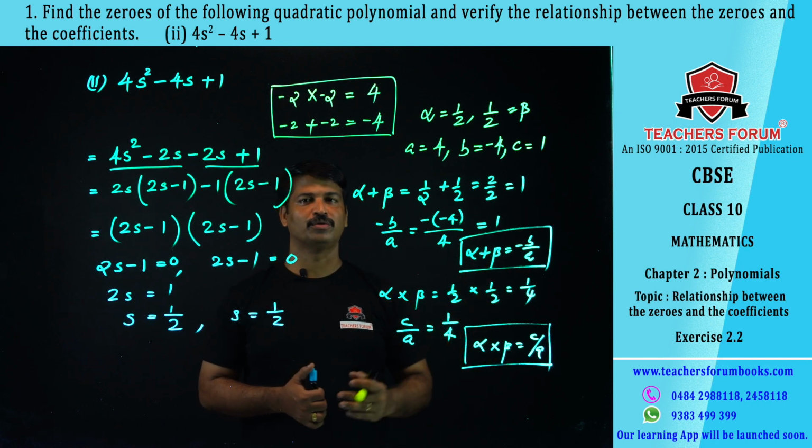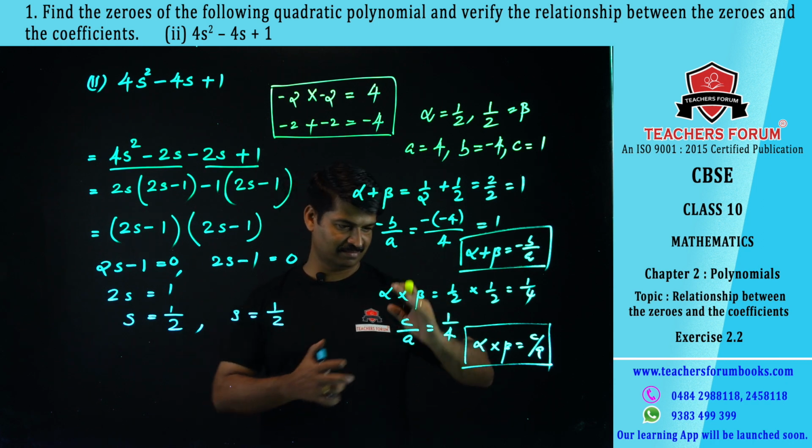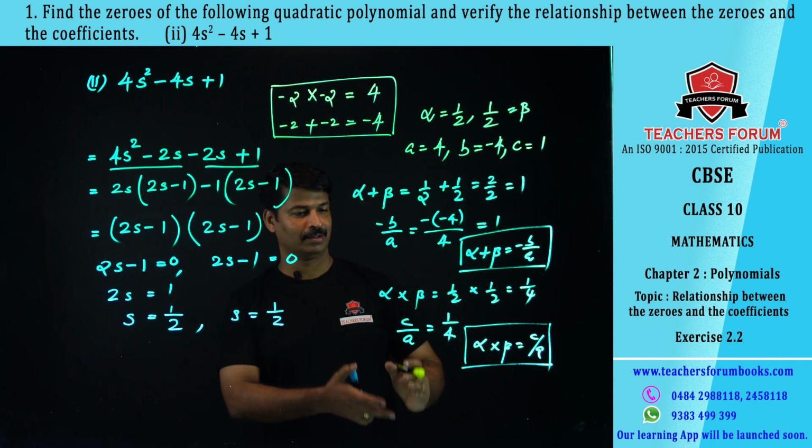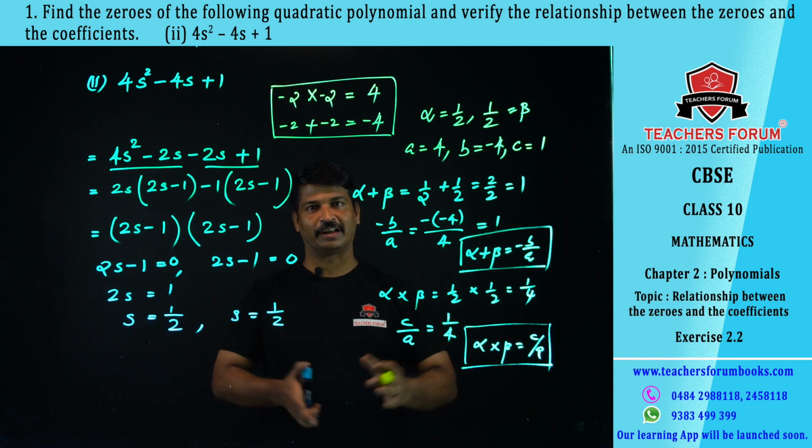Then you find alpha into beta. You got here 1 by 4. You find what is c by a. That also gives you 1 by 4. That is, alpha into beta is equal to c by a. Now it is clear. Okay.